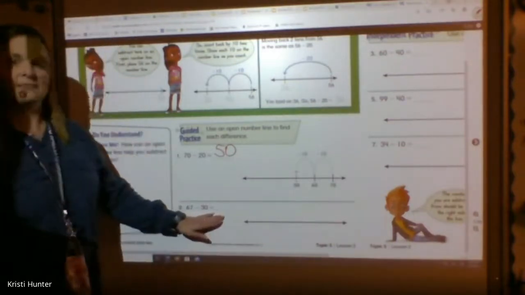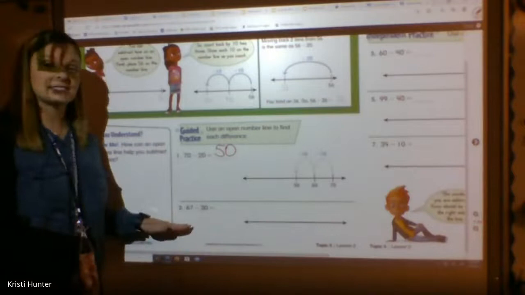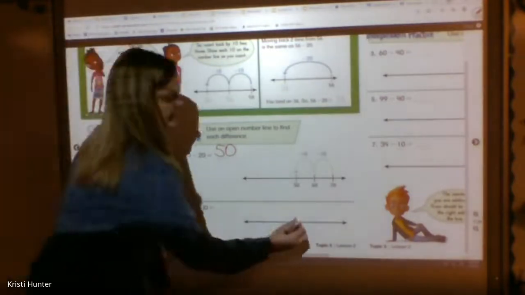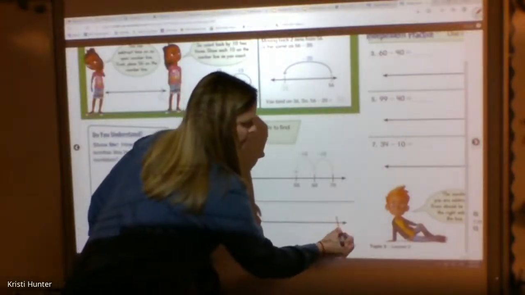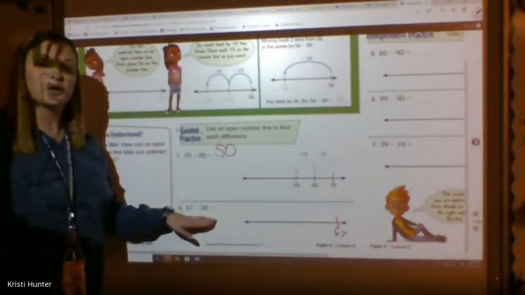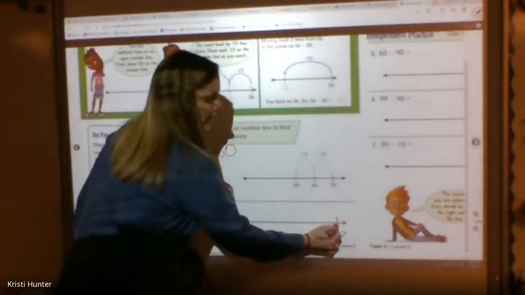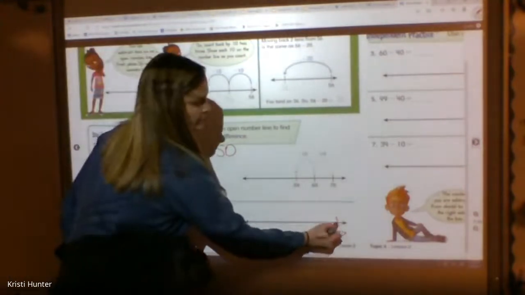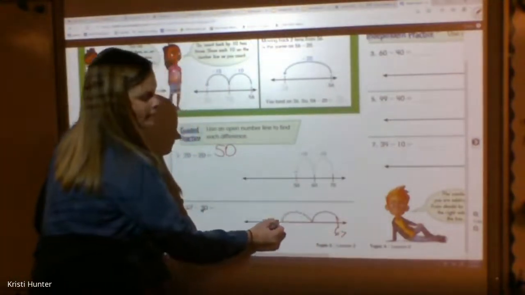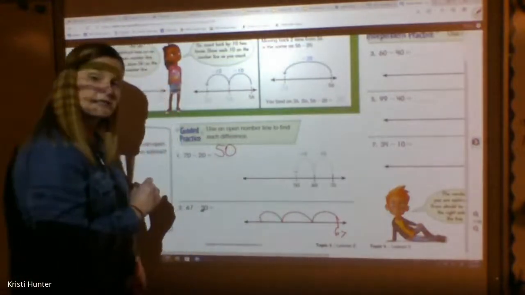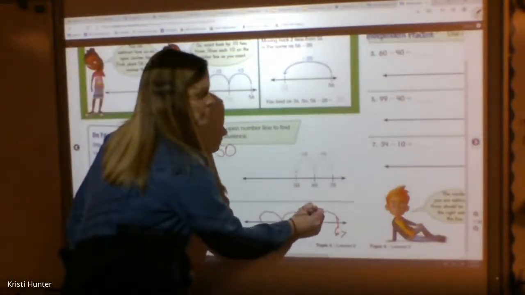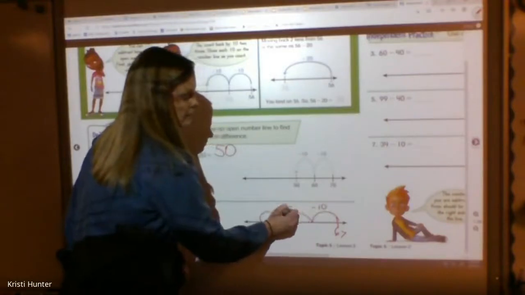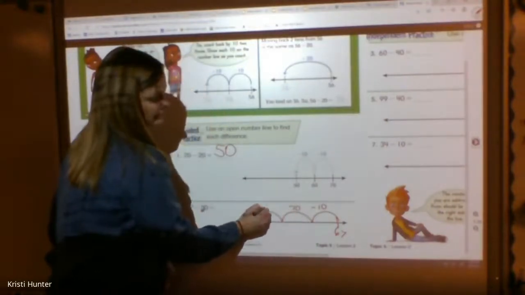All right, 67 minus 30 is number 2. So what's my big start number? You're right if you said 67. Now I want to take away that number 30. So I'm going to jump back. 30 is 3 tens. So I'm going to go back 10, 20, 30. Don't forget to label your jumps. You'll understand why tomorrow when we jump tens and ones.